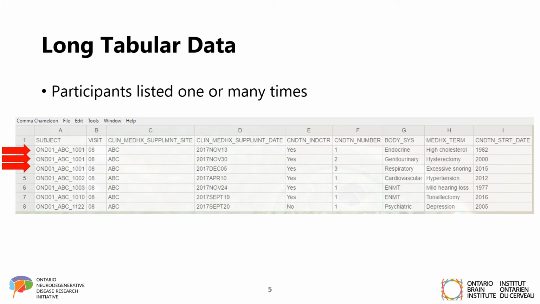Also, with long tabular data, rows of observations are uniquely identified by more than one column. For example, using this medical history supplement example, the identifying variables are subject and CNDTN number, nominal numbers labeling each individual's medical condition.